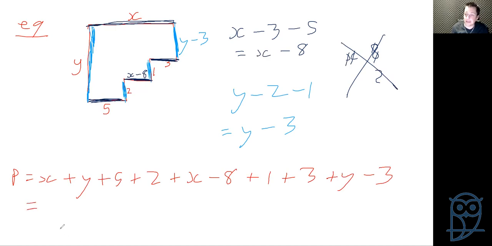And now we collect our like terms, just as we've always done. So x plus x gives me 2x, y plus y gives me 2y. And so that I know I've counted it, I'm going to cross them out. And then I do my numbers. I've got 5 plus 2 is 7. 7 plus 1 is 8. 8 minus 8 is 0. 0 plus 3 is 3. Minus 3 gives me 0, which means that that is my perimeter. Isn't that interesting?